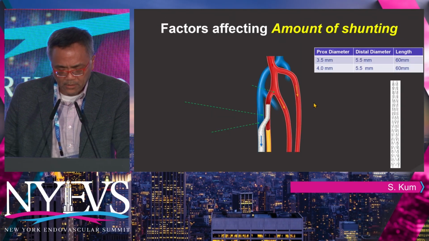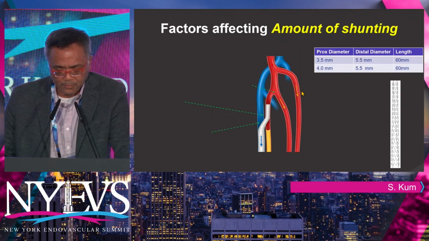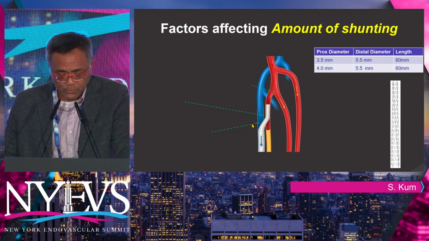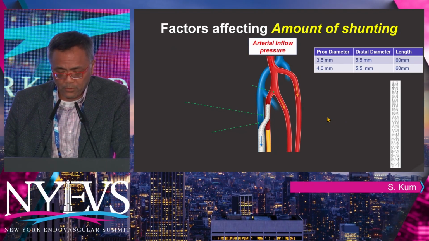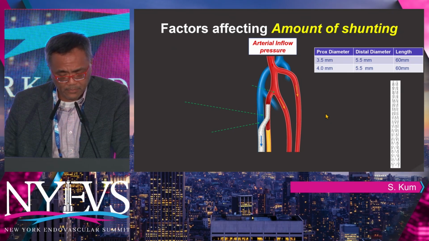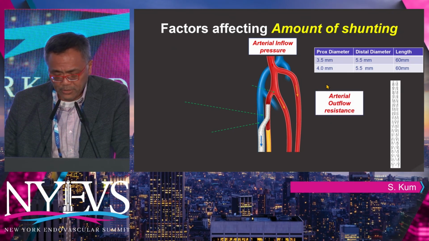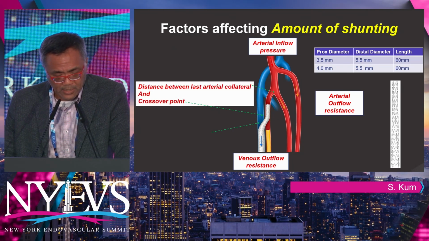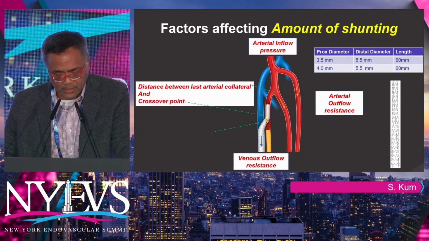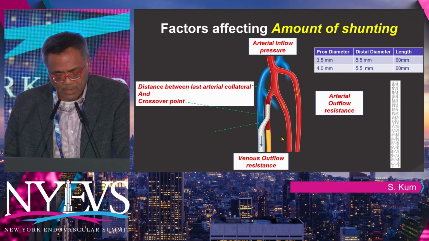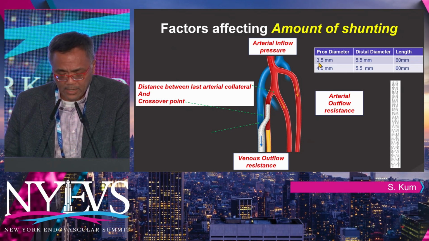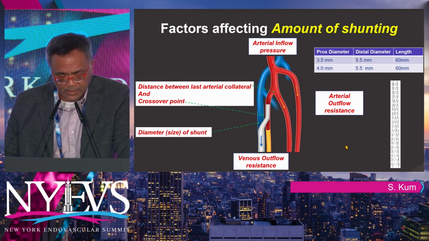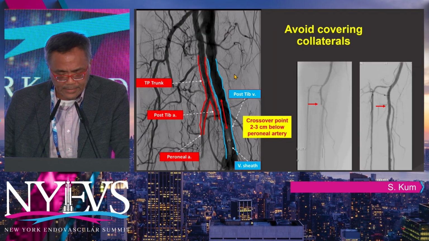Some of the things that we've learned along the way, there are some factors that decide how much blood goes into the venous system. For those who are vascular surgeons dealing with fistulas, there's inflow pressure, there's outflow arterial pressure resistance, there's outflow venous resistance, and there is the distance between the crossover point that determines the amount of shunt that goes through. There's also the diameter of the shunt that determines the amount of volume flow that goes through the shunt. So what's the ideal location?